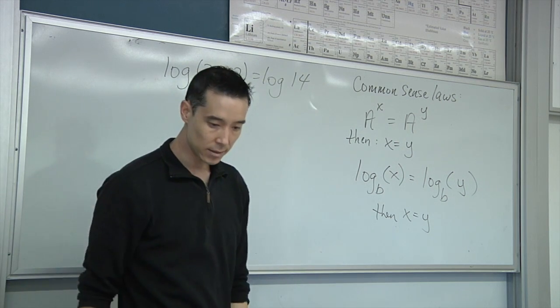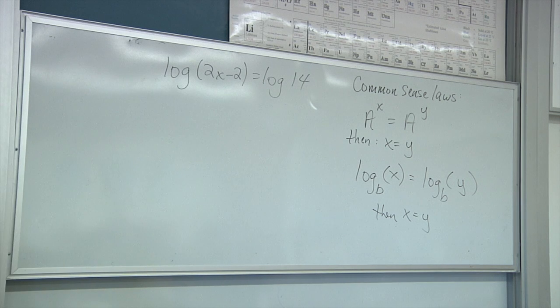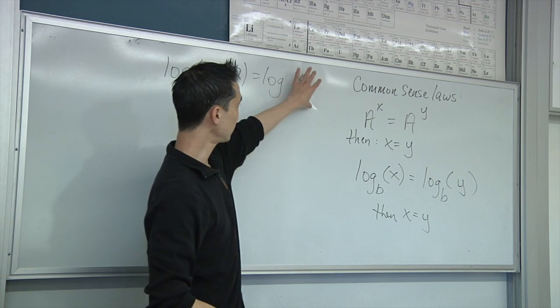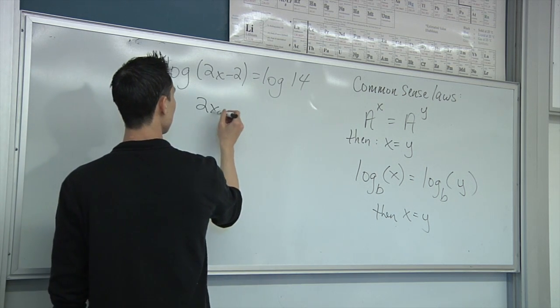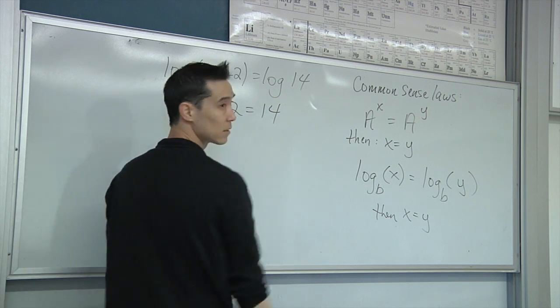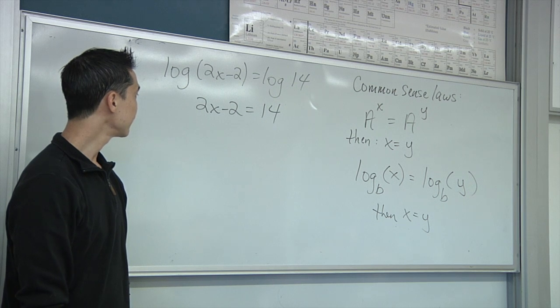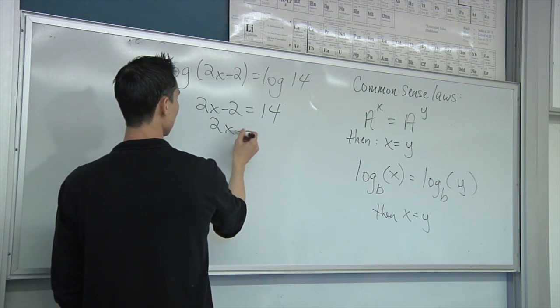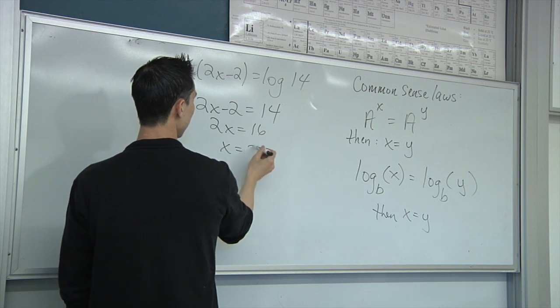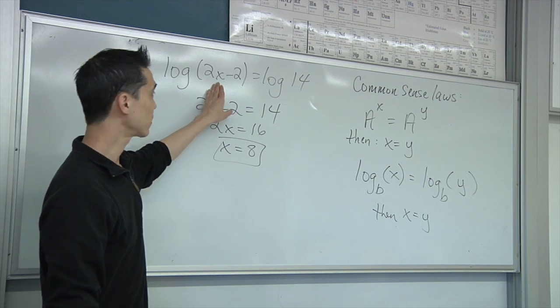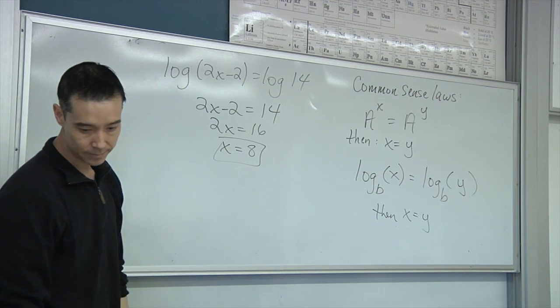When you have a problem like this, you can just use your common sense laws here. Log of something equal to log of something. Well, the only way that these are going to be equal is if those somethings are equal. Is everybody with me on that? Log of this equals log of this. Well, then 2x minus 2 has to equal 14. And then I can solve that pretty easy. What do I get? Add 2 to both sides. x equals 8. And then I just need to make sure that it's still in the domain, right? You always have to check domain. If I plug in 8 up here, it's going to be positive, so it's okay. So that works.